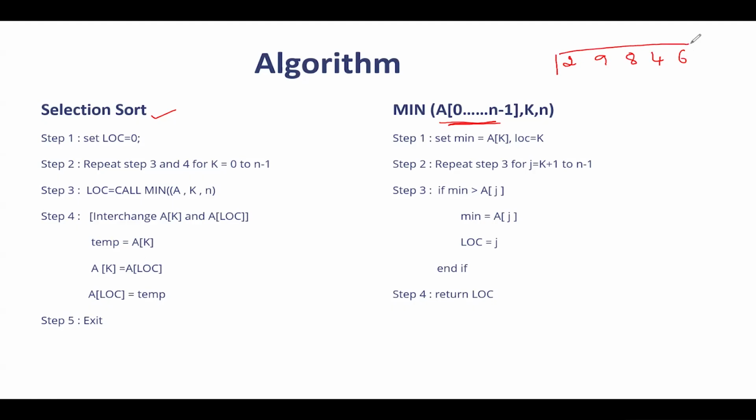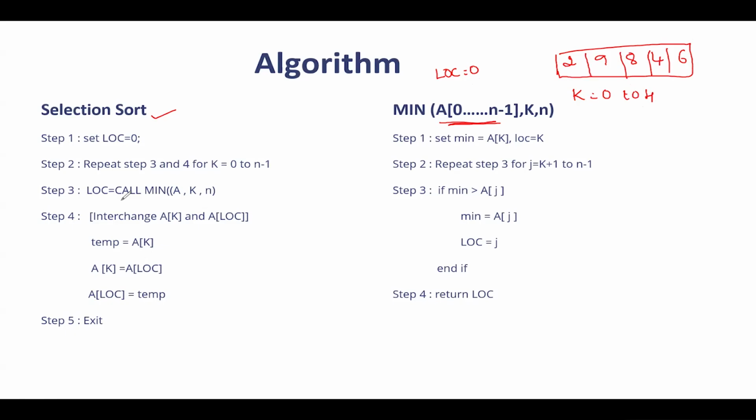Okay, if this is my array of 5 elements, let's iterate and see. Set LOC is equal to 0. Initially, a variable called LOC will be 0. Repeat steps 3 and 4 for k equals 0 to n minus 1. My n value is 5 here. n minus 1 is nothing but 4.